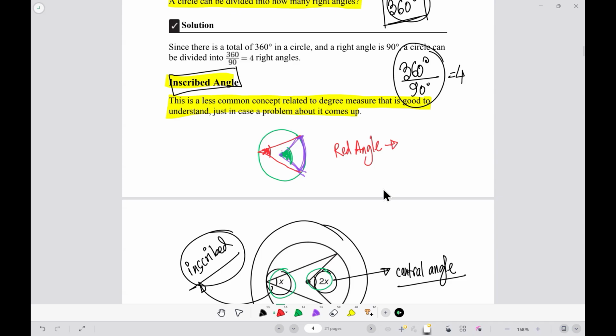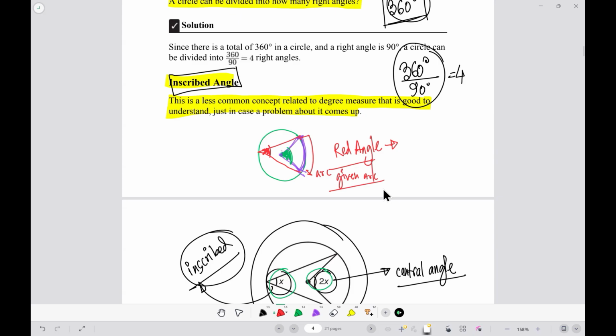We are calling it an inscribed angle because it is inscribed inside the circle by a given arc. This is our given arc. For an example, we are calling this a given arc because for a given situation, we basically have a given arc.